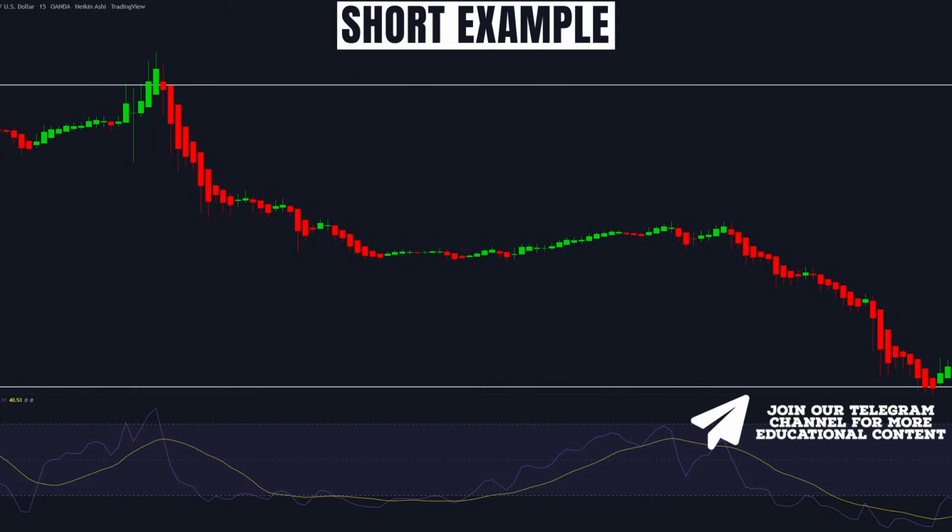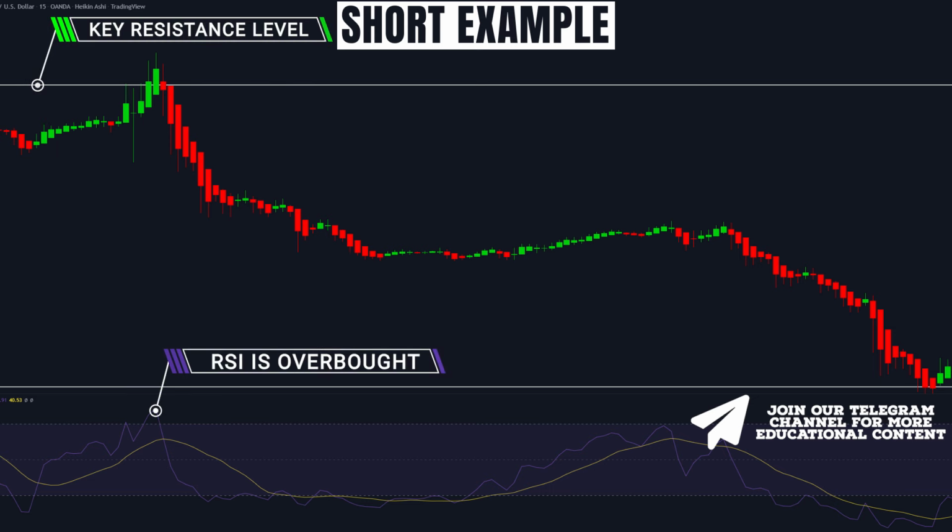When it comes to the short trade, the price should approach a resistance level, and the RSI should be overbought. Then, we need to wait for the Heikin-Ashi momentum gain and here it is. As you can see, we have 2 candles with no wicks along the top and the body of the second candle is bigger.